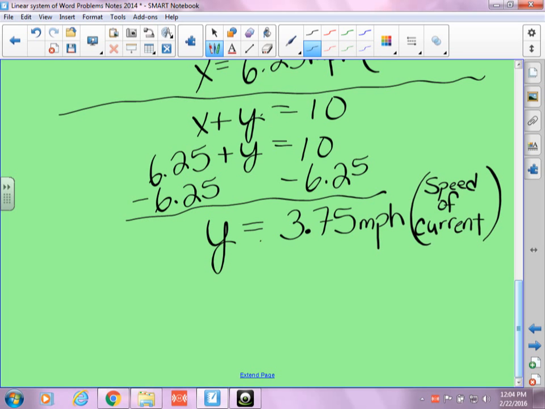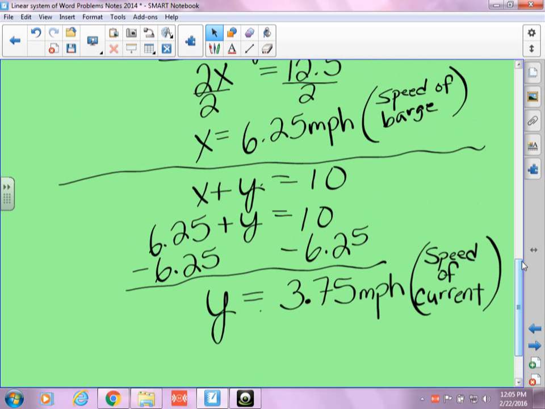Do you guys understand what the current is? It's how fast your water's traveling. Sometimes it can look like there's not a lot of current, but there is. Sometimes there's currents underneath the water, like our Mississippi River. They can pull you under. You have to be careful, right? All right, now go back and read the question. Did I answer it? Yes, I found the speed of the barge, and I found the speed of the current.